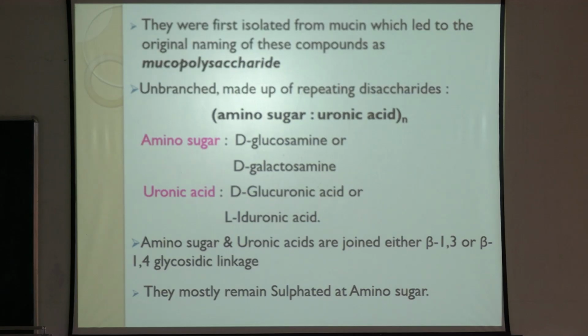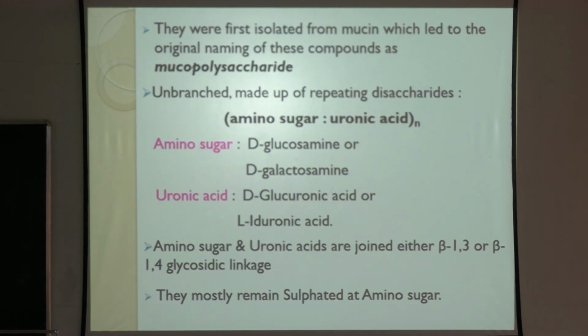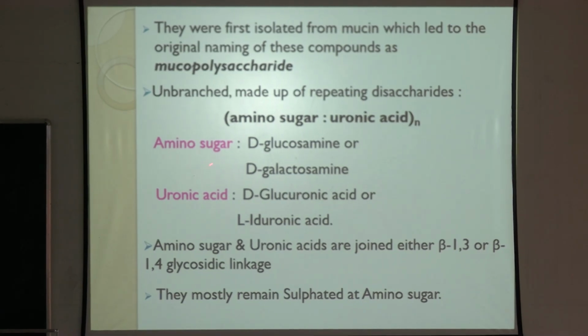The name mucopolysaccharide came from the word mucin, which was isolated from mucus. That's why they are named mucopolysaccharides. They are unbranched, with repeating disaccharide units of amino sugar and uronic acid. Uronic acid is nothing but sugar acids. The amino sugars can be glucosamine or galactosamine in nature, and the uronic acid is D-glucuronic acid or L-iduronic acid.